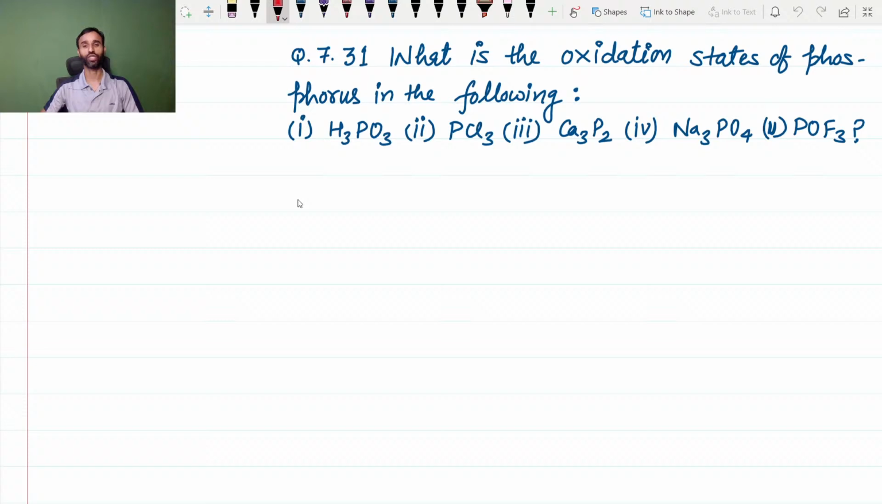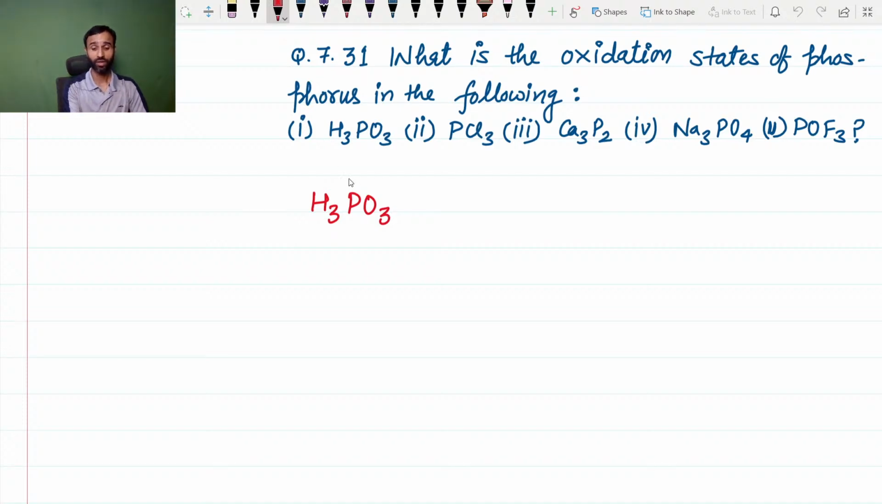Next question, question number 31. What are the oxidation states of phosphorus in the following? First is H3PO3. In H3PO3, what is the oxidation state of phosphorus?